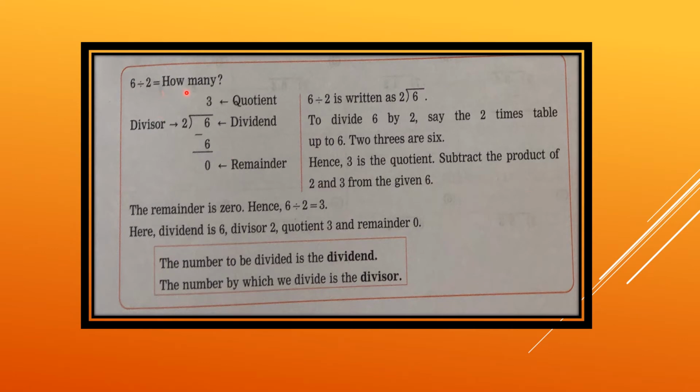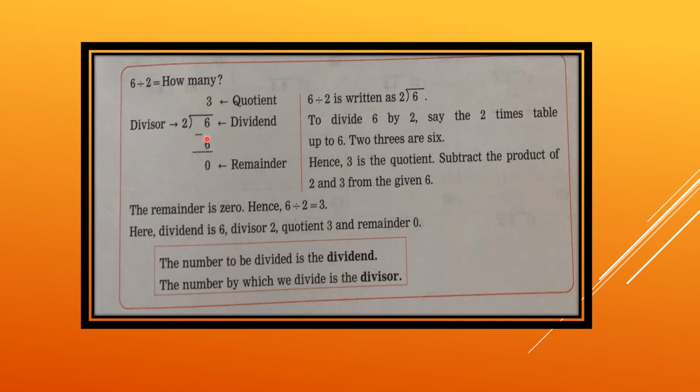6 divided by 2, what is the answer? Okay, so we write 6 and we divide it by 2 in this manner by drawing a line like this, first sleeping and then standing. We write 6 inside here and 2 outside here. 6 is called the dividend, 2 is called the divisor, 3 is the quotient because 3 twos are 6. When you tell your 2 times table, 2 ones are 2, 2 twos are 4, 2 threes are 6. You reach 3 to get the answer 6. So that is the quotient.